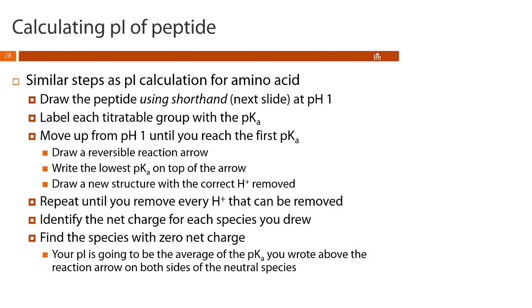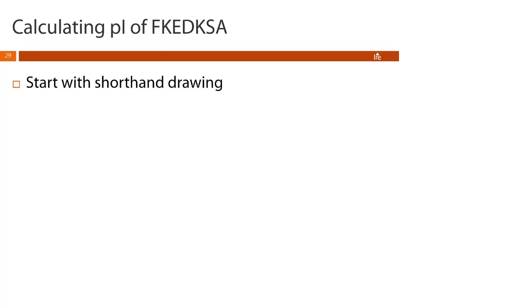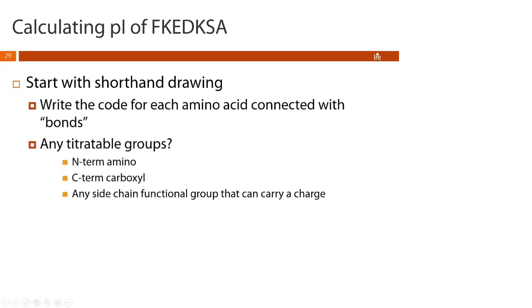Then I want you to identify the net charge for each species, find the species with 0 net charge, and just like with amino acids, our pI for our peptide chain is going to be the average of the pKa values you wrote above the reaction arrow on both sides of the neutral species. Okay, so what we're going to do is calculate the pI of FKEDKSA. So we're going to start with a shorthand drawing. What this means is we're going to write the codes for each amino acid connected with bonds, just hyphens between them, and those are going to be our peptide bonds between each amino acid residue.